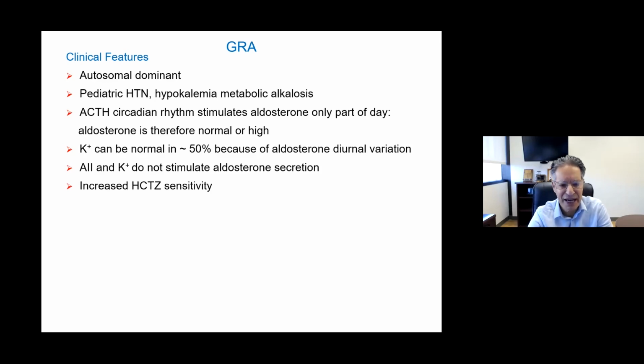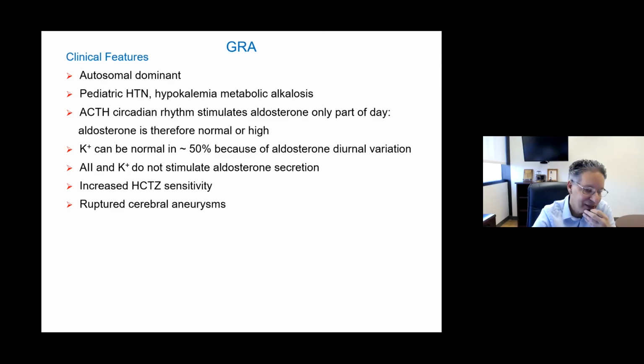For some reason, they have increased hydrochlorothiazide sensitivity. It's not clear whether this is unique to this group of patients. It could be because they're volume expanded and there's more of an effect of hydrochlorothiazide in these patients. There's nothing at a molecular level that should cause the sodium chloride cotransporter to be more sensitive in the distal convoluted tubule in these patients. It's likely something to do with their volume status, although it's not clear. It's just an empirical observation.